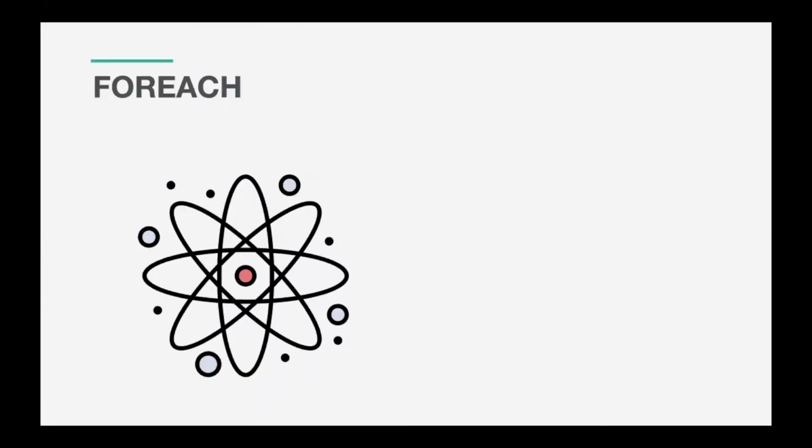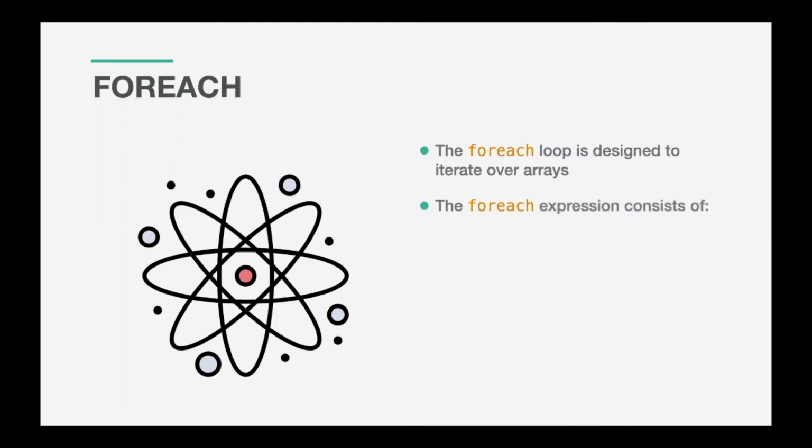So the foreach loop is specifically designed to iterate over arrays. It will work with both indexed arrays and associative arrays. The expression for the foreach is broken down like this. We will start with the array, so the variable holding the array or the literal array. Then we'll have the as keyword, and then the variable, which will hold the items or the values.